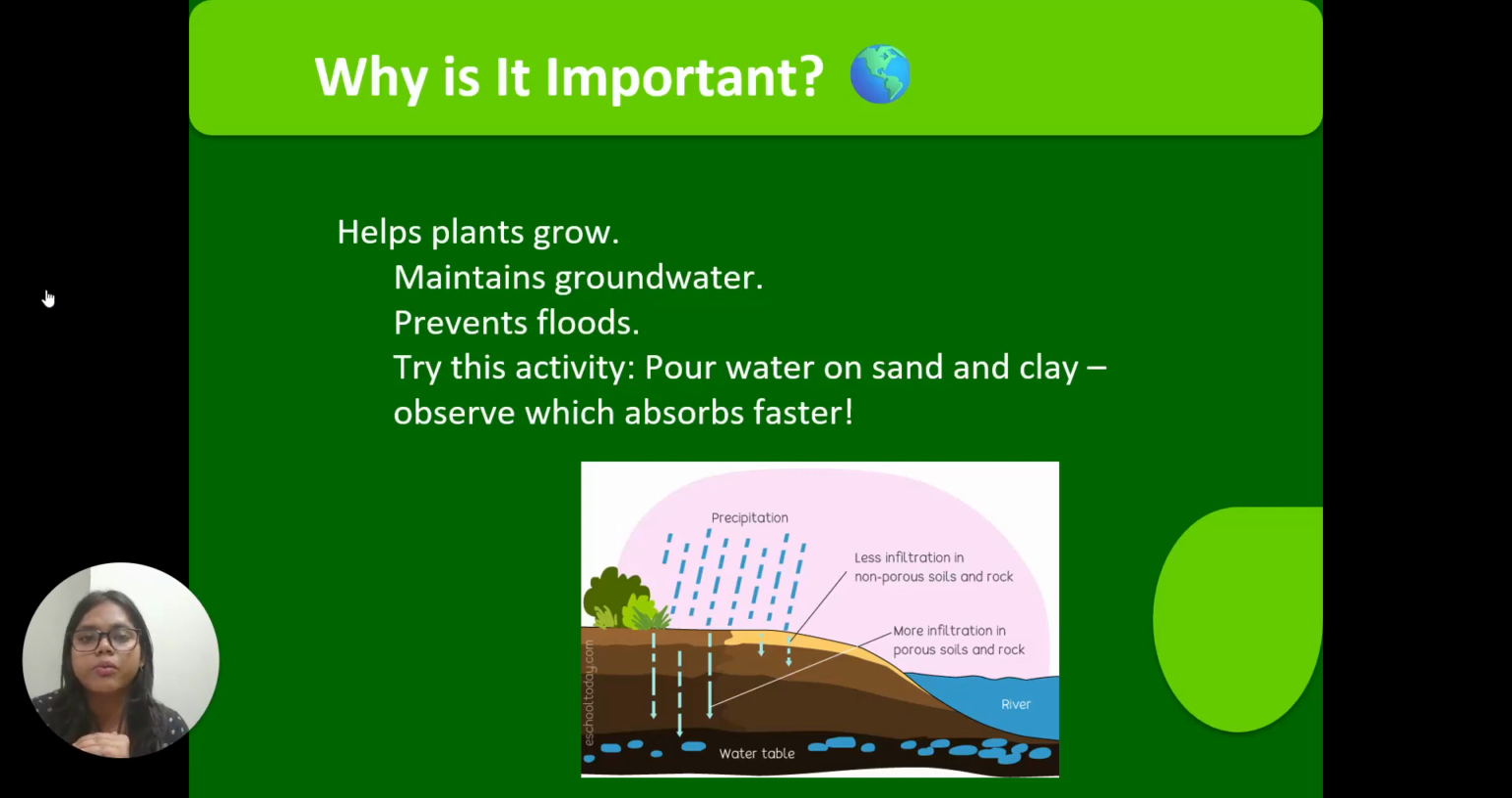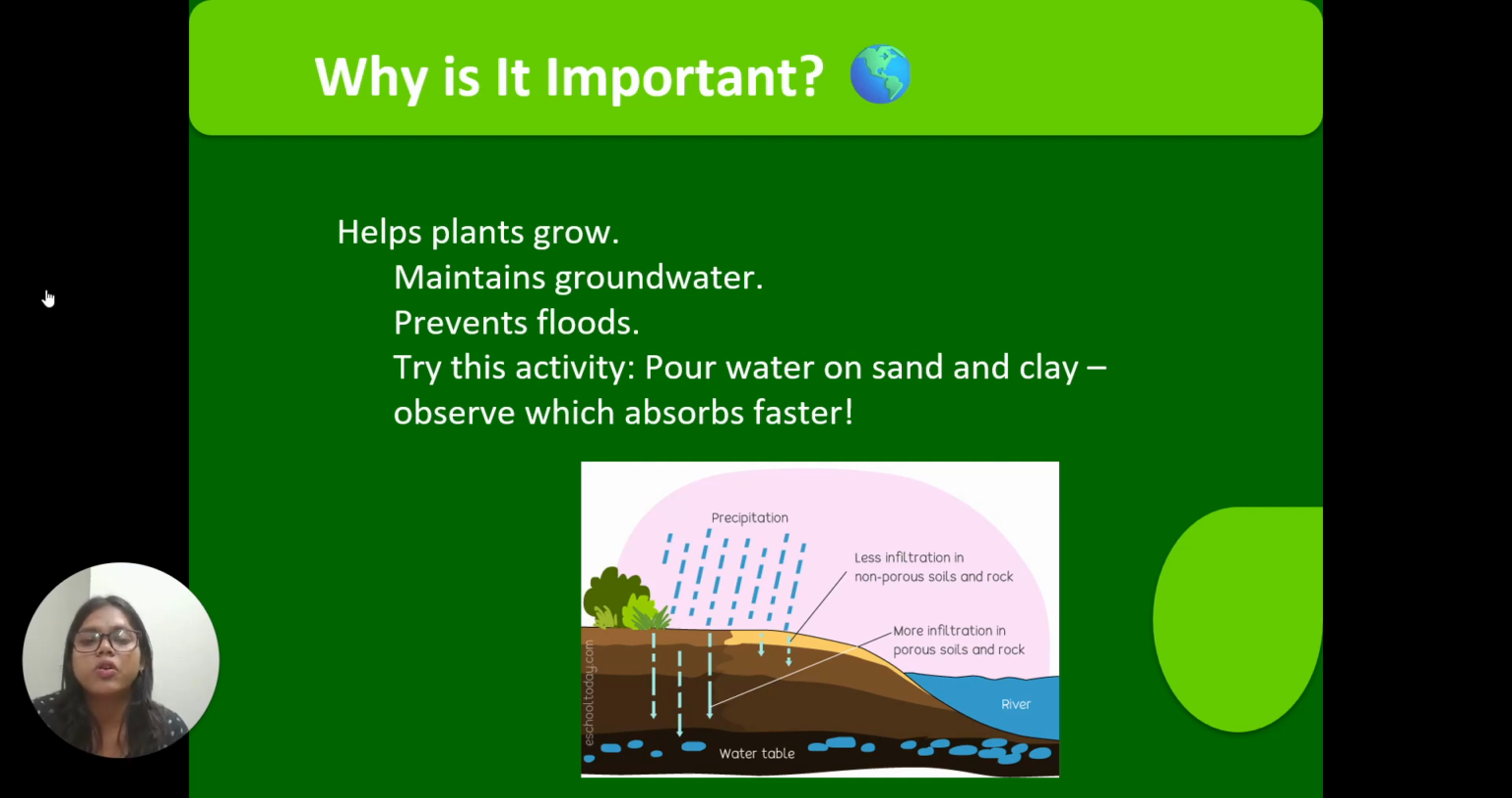Now, why should we care about infiltration? Because it helps plants grow, maintains groundwater levels, prevents soil erosion, and reduces floods. So, without infiltration, groundwater levels would decrease and we would face water shortages.